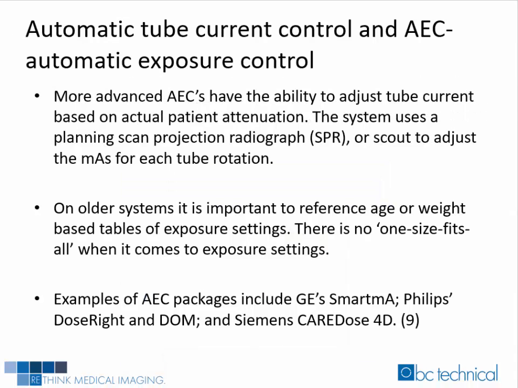Now we will discuss automatic tube current control and automatic exposure control. More advanced AECs have the ability to adjust tube current based on actual patient attenuation. The system uses a planning scan projection radiograph, SPR, or scout to adjust the mAs for each tube rotation. This scout is derived from the localizer scan.